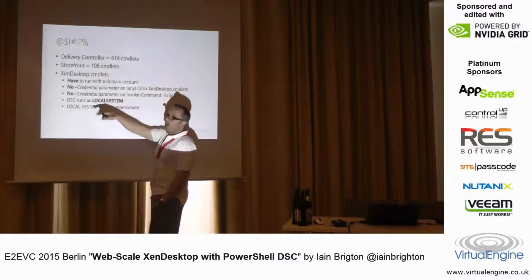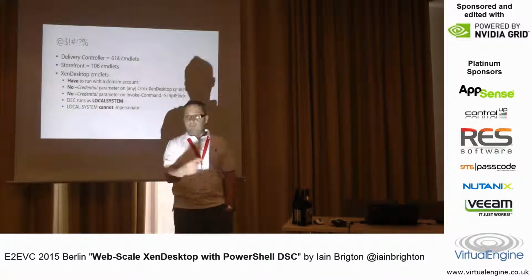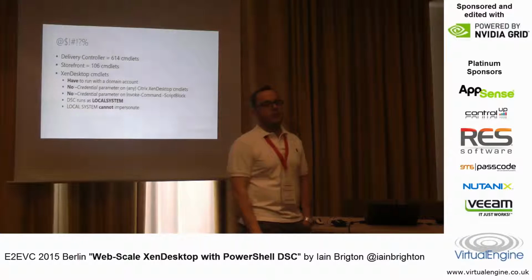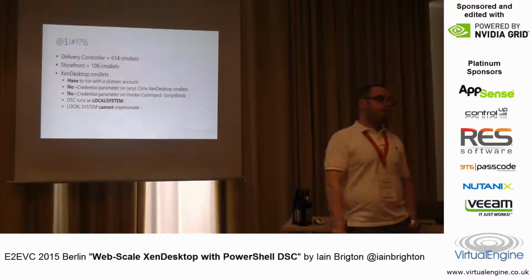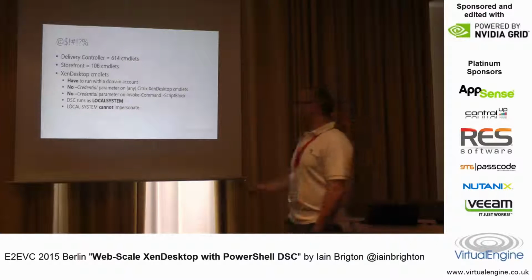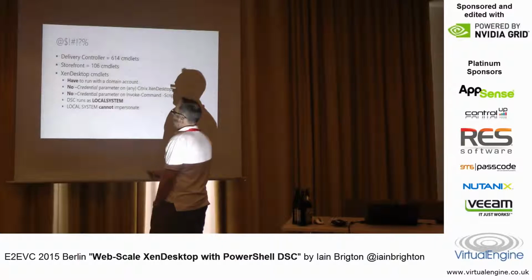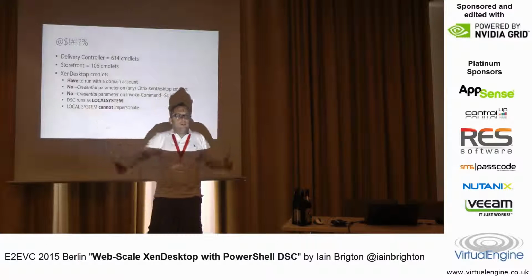So, let's impersonate. Let's fire up the process, run as a domain account, and then run whatever we need to do. What's the only account that can't impersonate, due to security reasons? Local system. So we run around and around all of this, and they don't have credential parameters on the new cmdlets. It's like, well, what do we do?